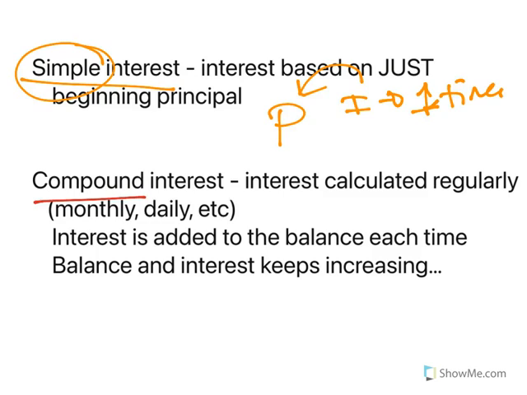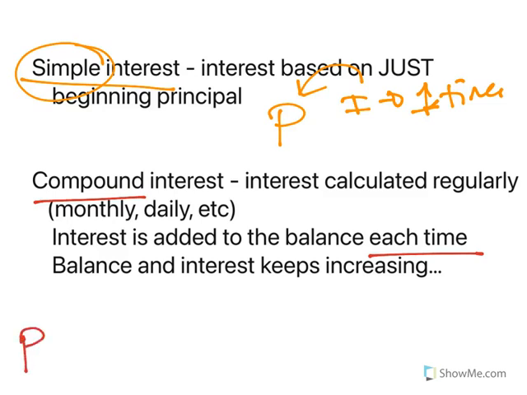It's interest that's calculated regularly. That could be monthly, daily, weekly, quarterly, annually, biannually. If you can think about it as a regular interval, we could do it compound interest style. Now, why this is different is because interest is added to the balance each time. So each month, each day, each week, whatever. And then the balance and the interest keep increasing.